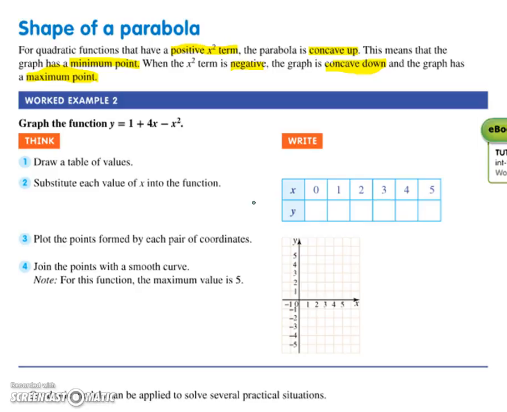So you can have a minimum happiness and a maximum sadness. That's a kind of depressing term.